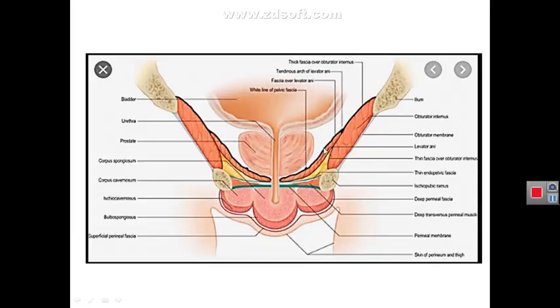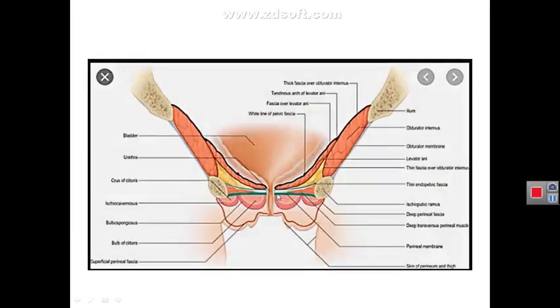And you can see that the floor of the true pelvis, which is levator ani and coccygeus, forms the upper boundary of the perineum. In other words, the perineum is inferiorly limited by the skin of the lower trunk between the upper medial sides of the thighs. But this perineum, which is limited below by the skin, is limited above by the muscle of the pelvic floor, which is levator ani and coccygeus, forming the floor of the true pelvis. So this is the perineum, and you can see what is present inside the perineum.